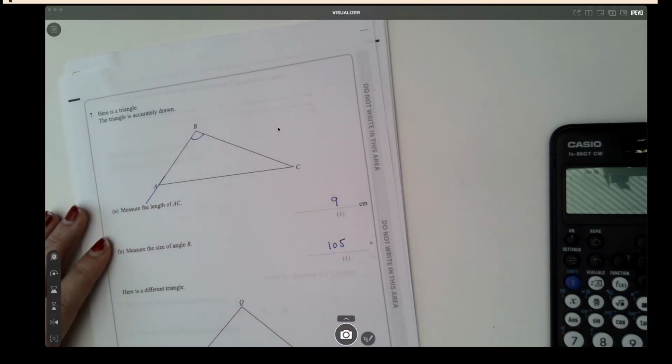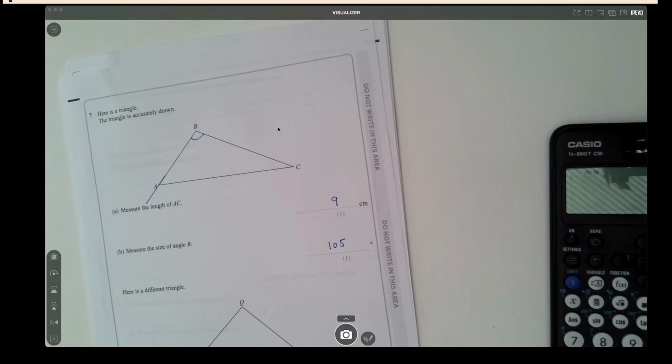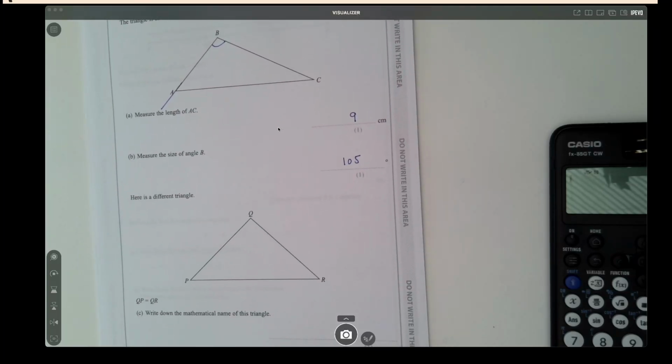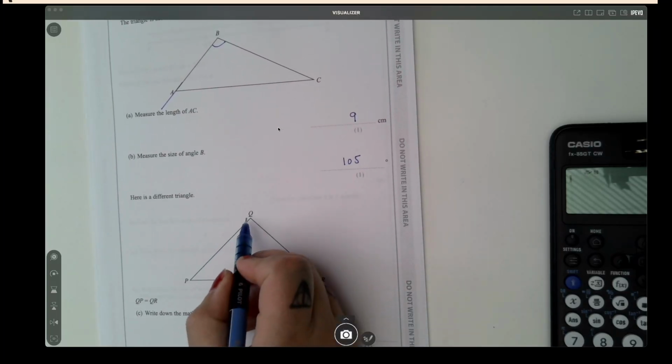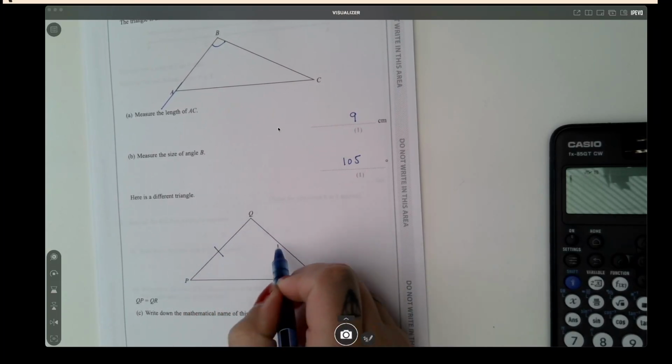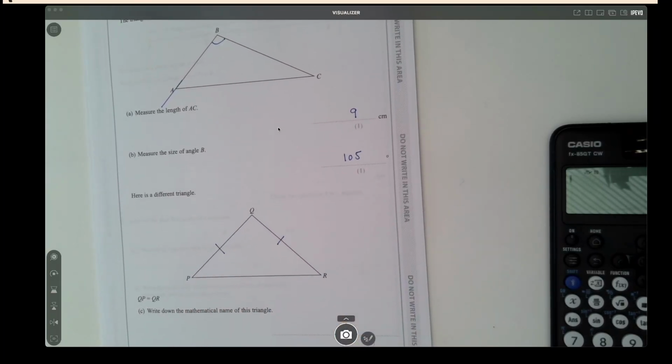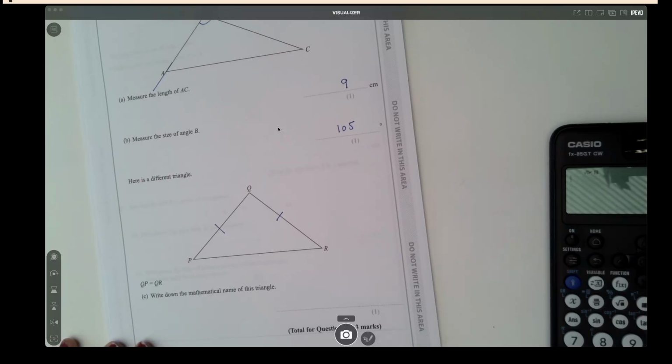You do have a tolerance of 2 degrees either side on this. And then it says here is a different triangle. QP is equal to QR, so these two sides are equal. Write down the mathematical name of this triangle. 2 sides equal, so it's an isosceles triangle.